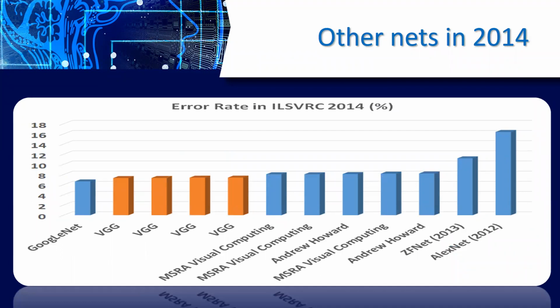The challenge in 2014 was very tough. You can see multiple networks showing almost similar accuracies. GoogleNet is the first one, but multiple networks from VGG are in second, third, fourth, and fifth place. One more interesting thing is the placement of AlexNet and ZFNet, which were the winners in 2012 and 2013, when considering the top 10. That is the level of competition.